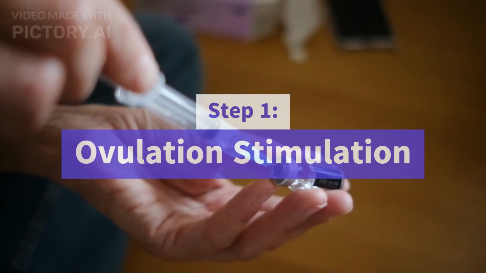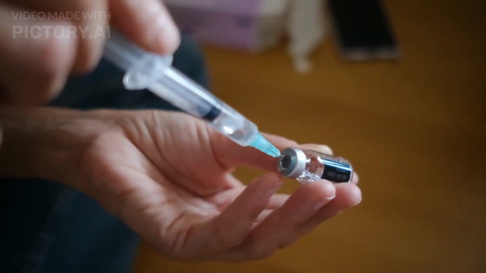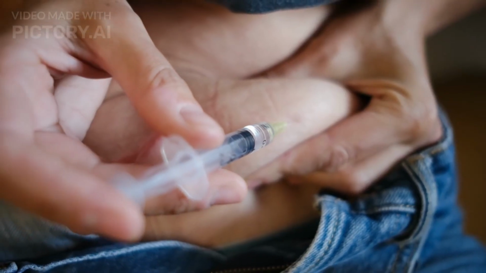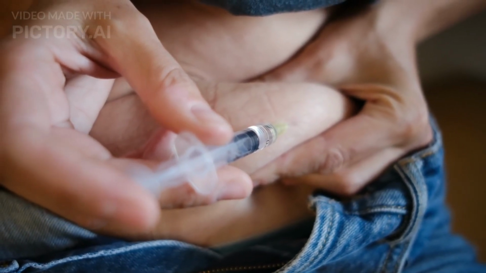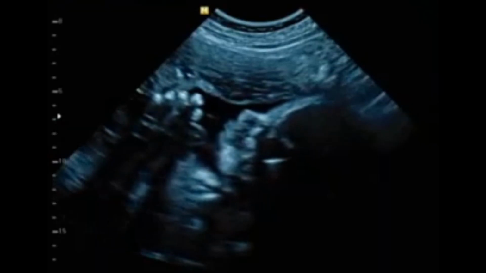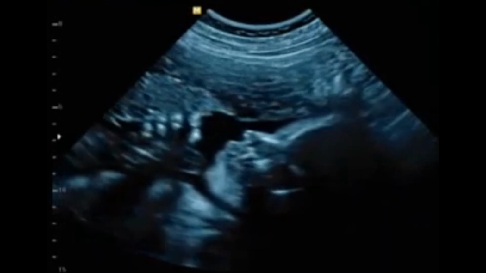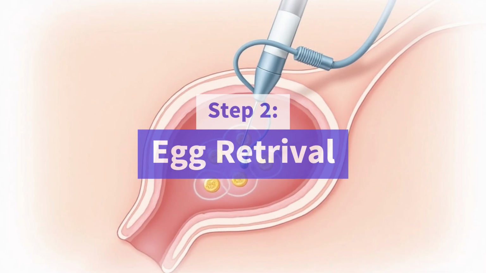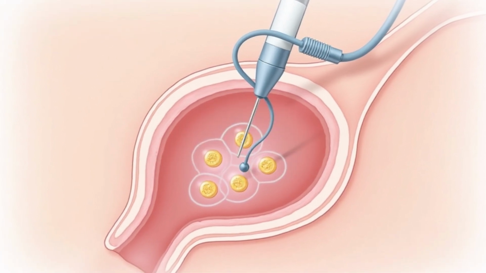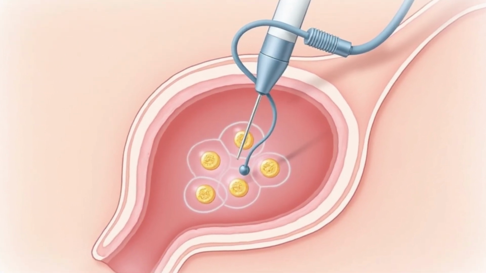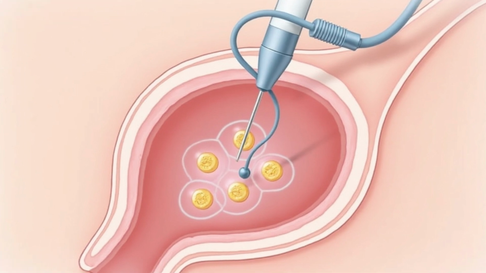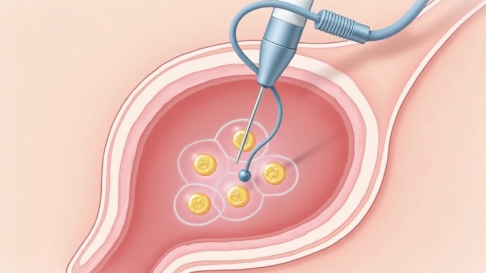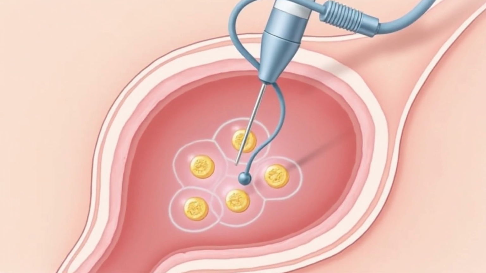1. Ovulation stimulation. First, the woman's ovaries are stimulated using special hormones to produce multiple eggs. This increases the chances of success. The growth of these eggs is closely monitored through ultrasounds and blood tests. 2. Egg retrieval. Once the eggs are ready, they are gently retrieved from the ovaries using a fine needle, guided by ultrasound. This is a quick procedure done under light sedation.